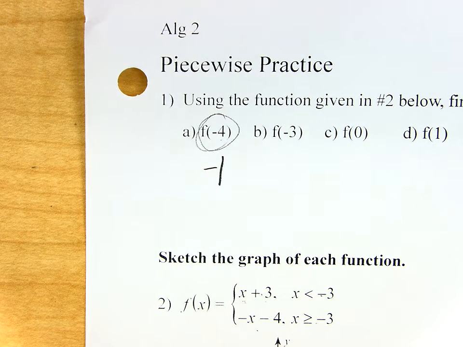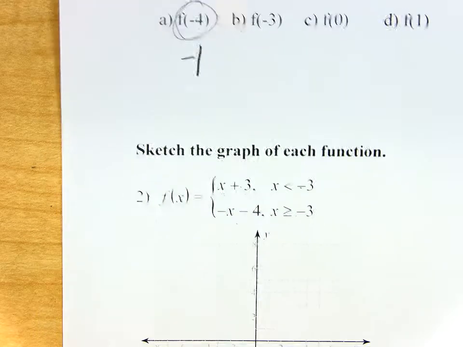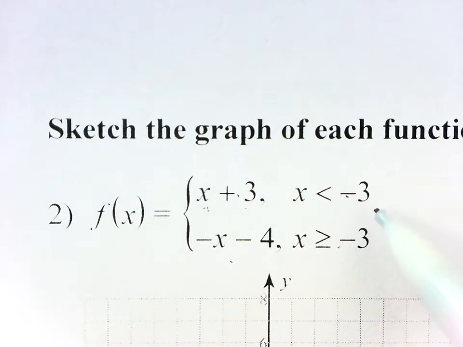Okay? How about B, f of -3? So I'm going to plug in -3 for x. Again, I go and I look at my inequalities. If I want to plug in -3, can I plug it into the top? No, I have to plug it into the bottom because that's where x is greater than or equal to -3, so I plug it in right there.